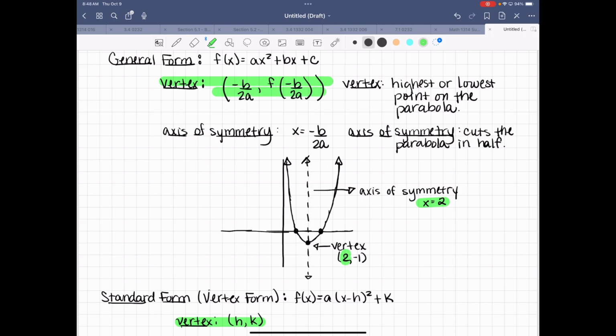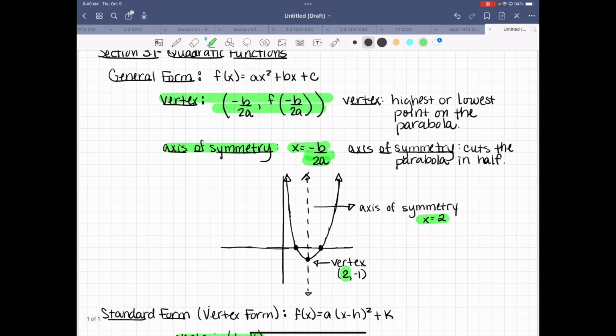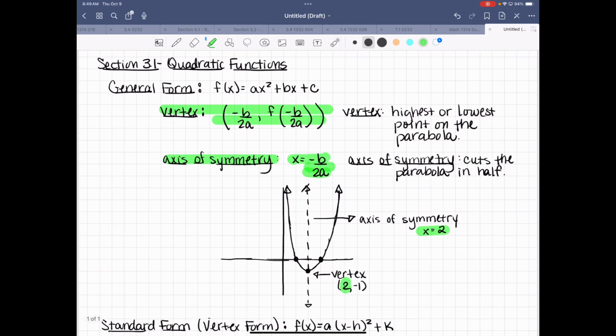These are a little harder to remember. But like I said, if you can just remember negative b over 2a, you'll see what f of negative b over 2a is. That's just the corresponding y to that x value. So really all you have to remember is negative b over 2a. Okay, and that is the x part. You can find the vertex if it's in general form.